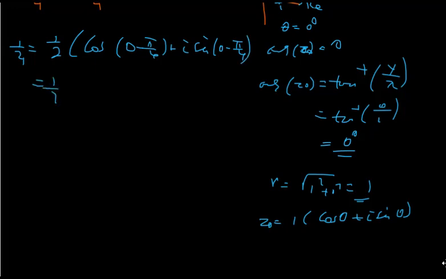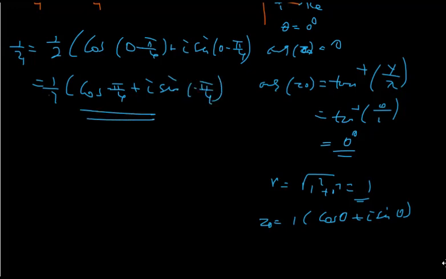This is the same as 1 over 2 cosine of negative pi over 4 plus i sine of negative pi over 4. You can write this as it is, or if you want to, you can express this as 1 over 2 times cosine of pi over 4, since cosine is an even function, minus i sine pi over 4. So both could be the answer.